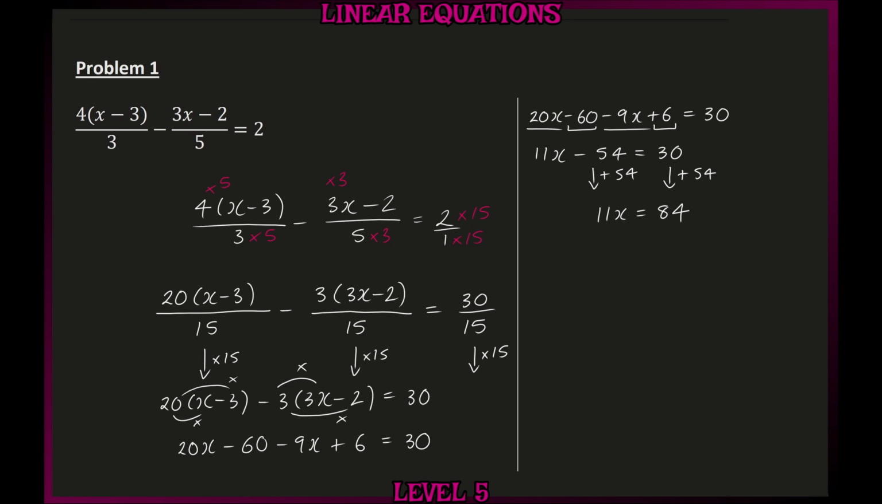Finally, we need to remove the times 11 from in front of the x, and we do this by using its inverse, which is divide by 11, and do the same on the right. And the times 11 and the divide by 11 on the left cancel out to leave us with x. And on the right, 84 divided by 11 could just be written as 84 over 11. So our final answer to problem 1 is x is equal to 84 over 11.